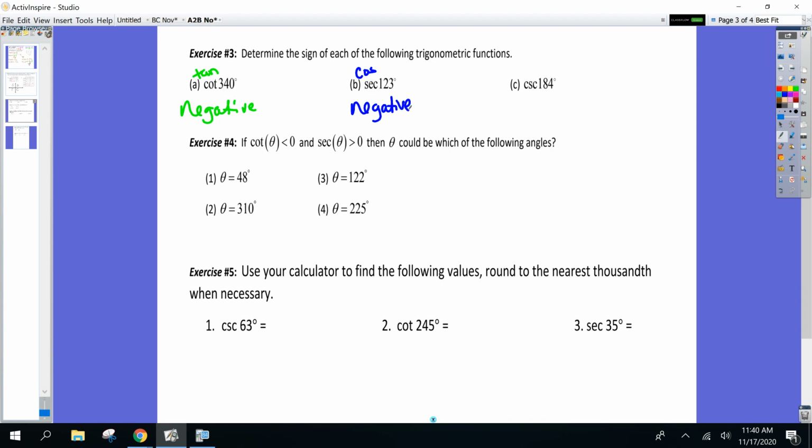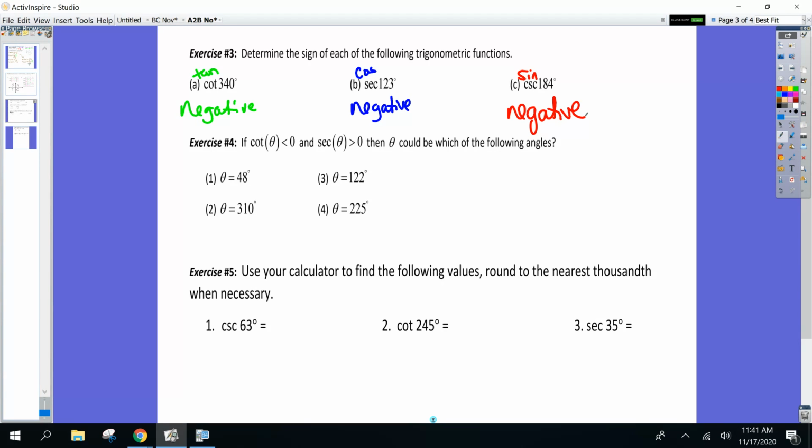Keep going. Cosecant, 184. Where's 184? Quadrant 3. What's cosecant related to? Which one of the 3 originals? Sine. Okay, what do I know about sine or cosecant in the third? Negative, because tangent's positive there. All good? Going too fast? Everyone at home all right?